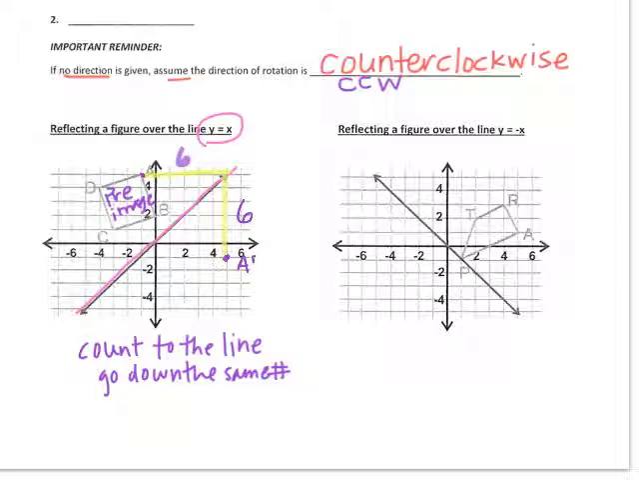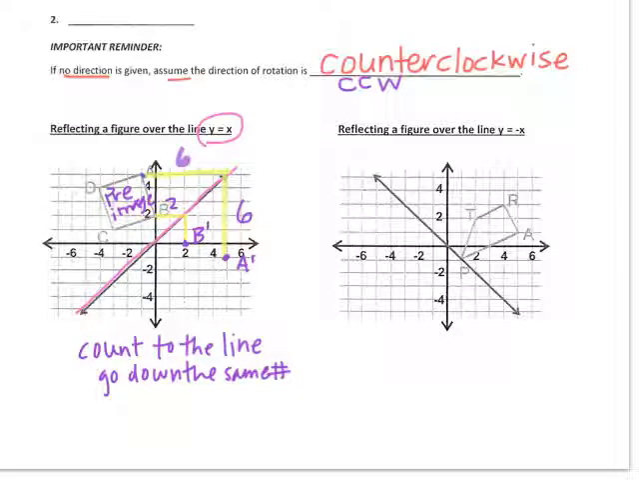And I have to do that with each of these points. So I'm going to count over from B to the line of reflection. That was a total of 2 spaces. And now I'm going to go down the same number of points, and I'm going to plot my point B prime.